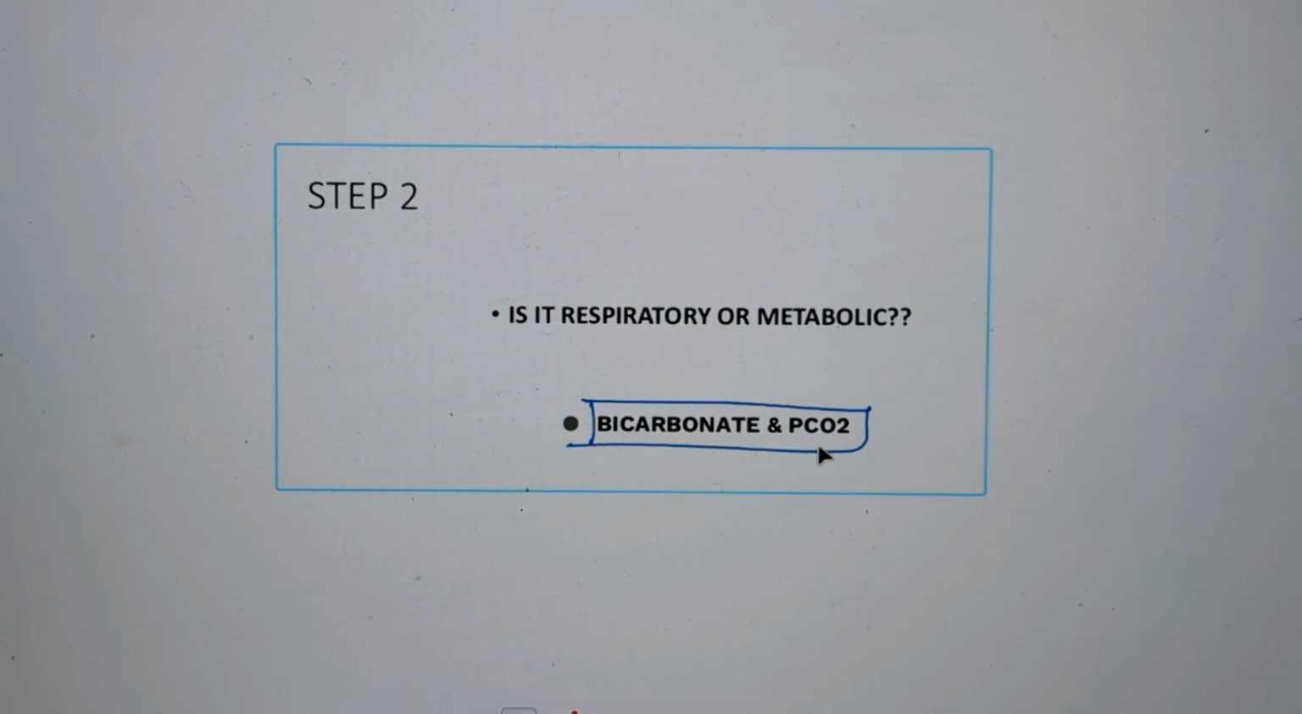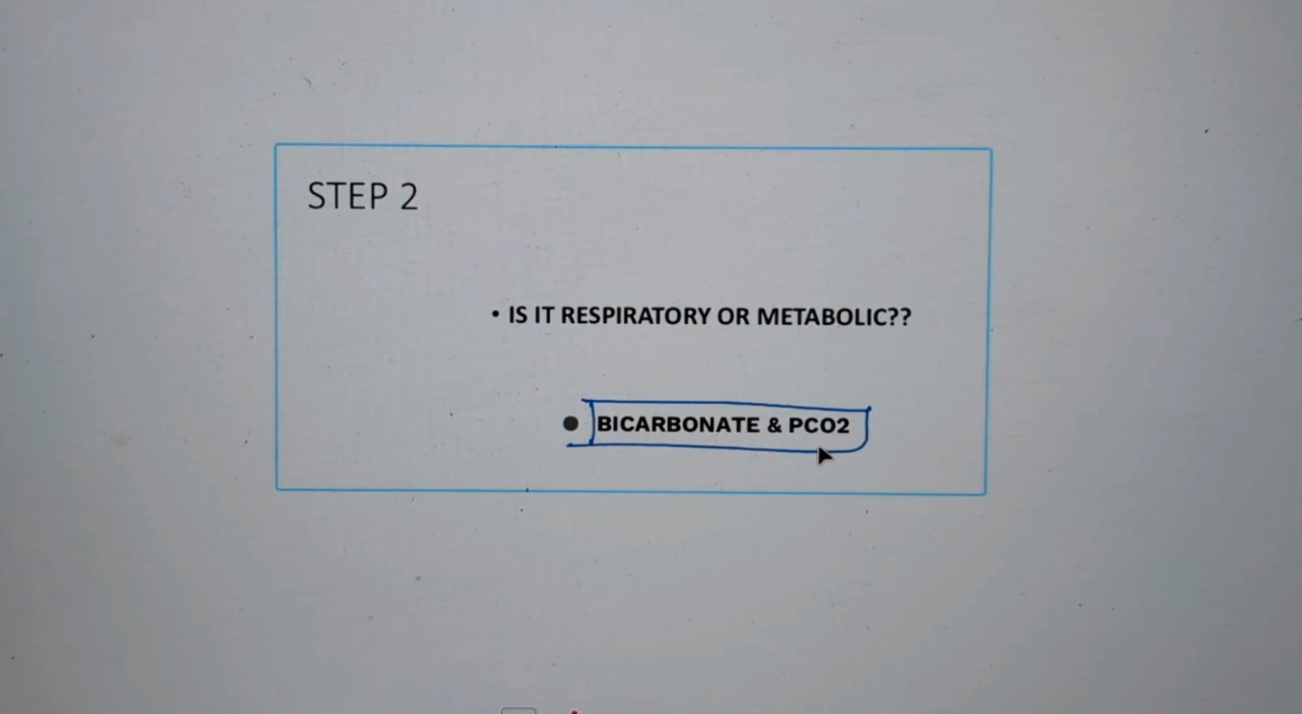Carbon dioxide acts as an acid, so its accumulation increases acidity. Therefore, high PCO₂ equals respiratory acidosis.